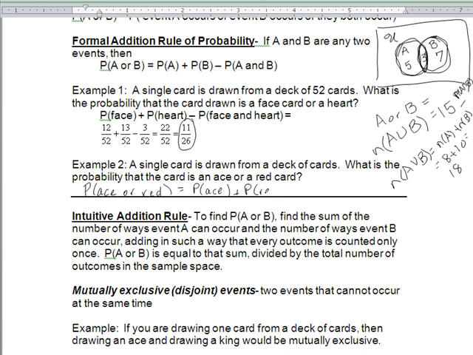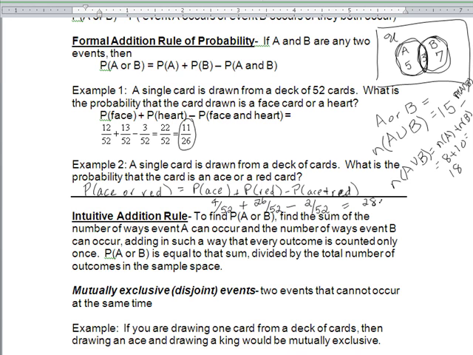So the probability of it being an ace is 4 out of 52. We have 4 aces. Red cards, we have 26 out of 52. Red aces, we have 2 red aces, so we've double counted those. We want to subtract that off. So we're going to get 28 out of 52, and 4 will go into it 7 and 13 times. So hopefully you got the answer 7/13.